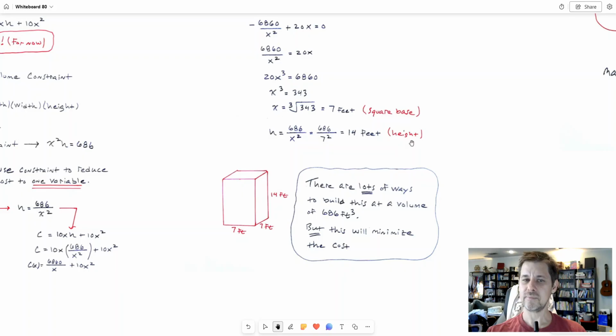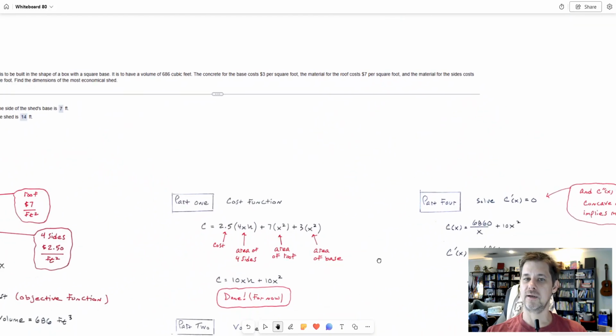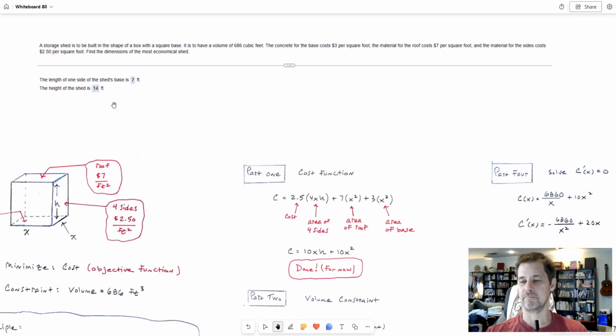All right. So here is the finished product, I guess you could say. To have the preferred volume of 686 cubic feet, but to minimize cost at the same time, it needs to be 7 by 7 by 14. All right. Now let's do one more thing real quick. I've solved it and I can express the answer up there according to my work.